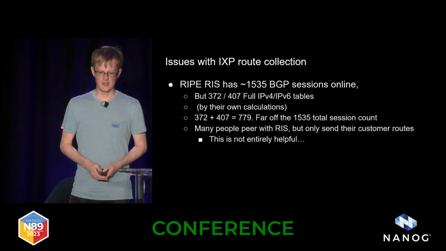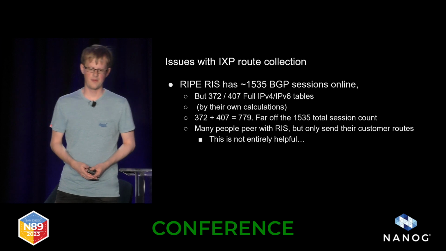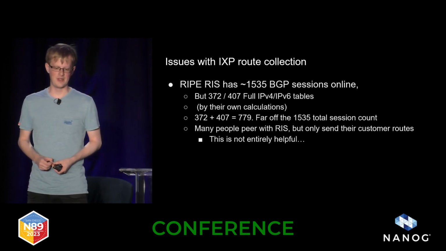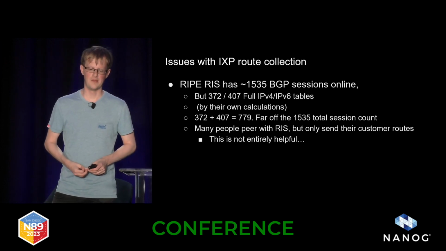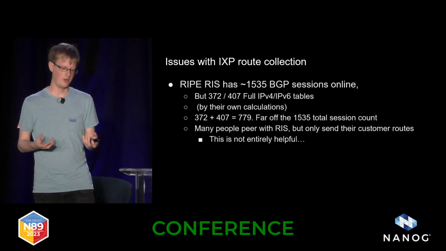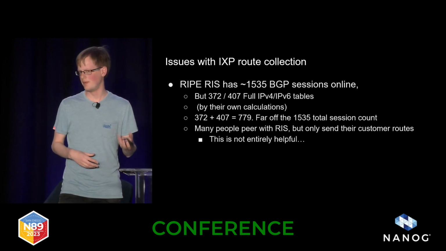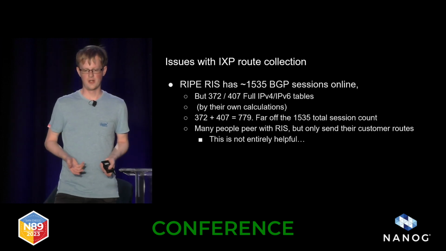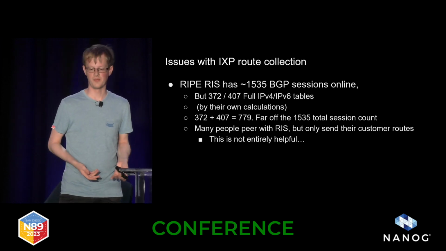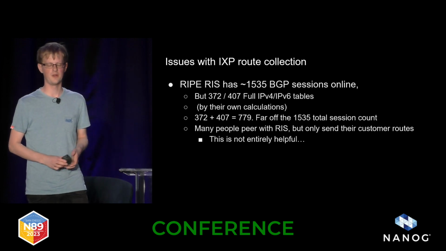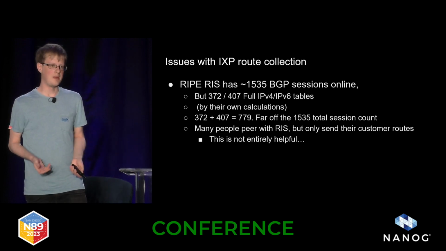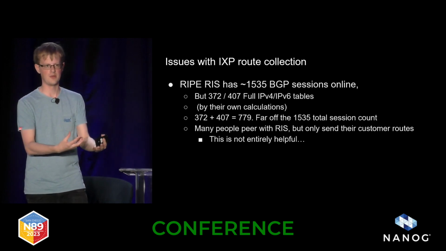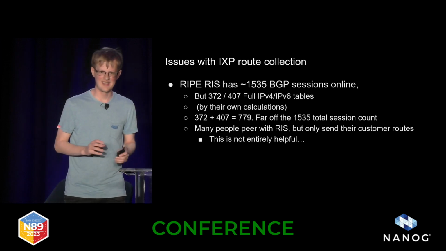If we take RIS as an example, RIS has a total of 1,500 BGP sessions online, but only 372 of them are full IPv4 tables. Even if you account for the fact that you need to set up two sessions for IPv4 and IPv6, hopefully you're doing IPv6, it comes out to something like 779 full tables, which is far off the total number of 1,500 tables. This is because many people peer with RIS, but they have misunderstood the purpose of RIS and don't send their full tables towards it. They're only sending their customer routes. This is not entirely helpful.